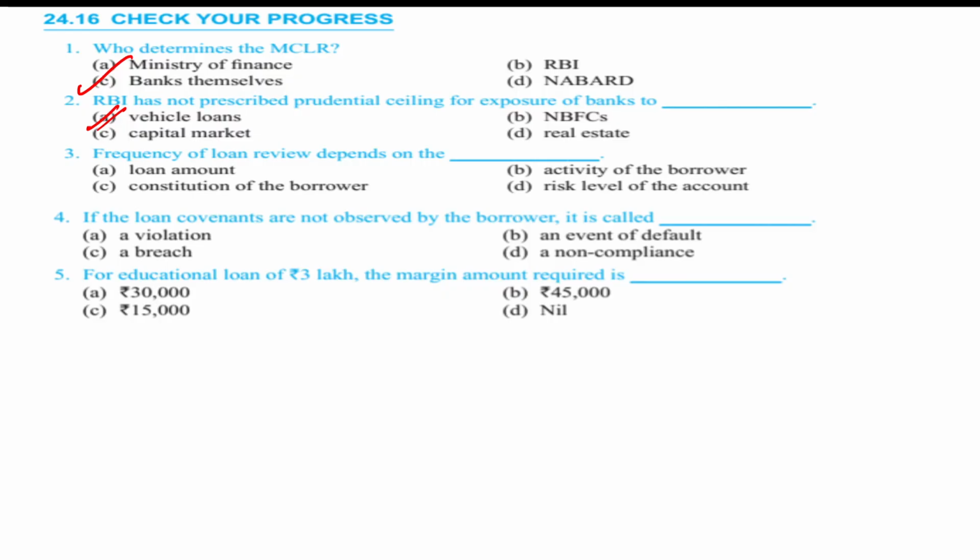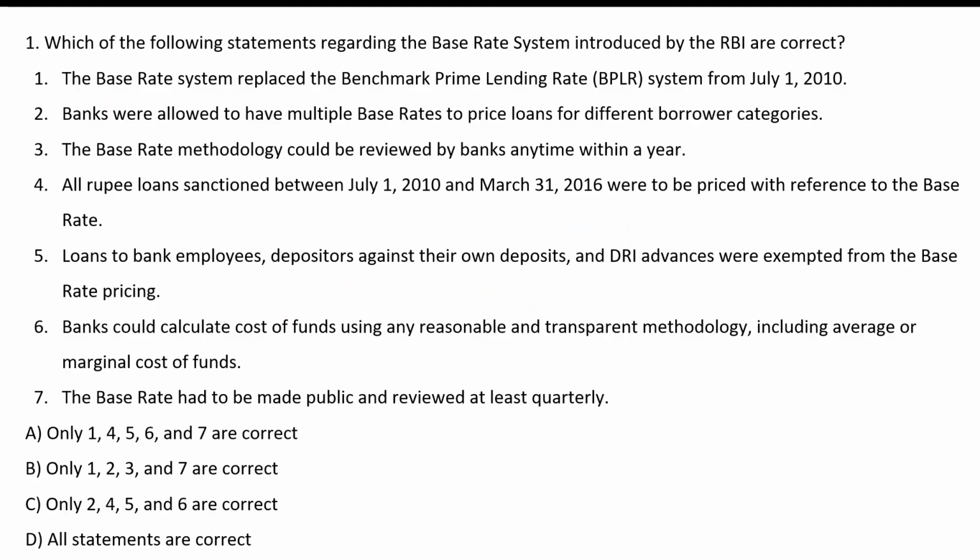Frequency of loan review depends on the risk level of the account. So D is the correct answer. If loan covenants are not observed by the borrower, it is called an event of default. So B is the correct answer. For education loan of 3 lakhs, the margin amount required is nil. For 4 lakhs, you don't require a margin. So for 3 lakhs, you don't require a margin.